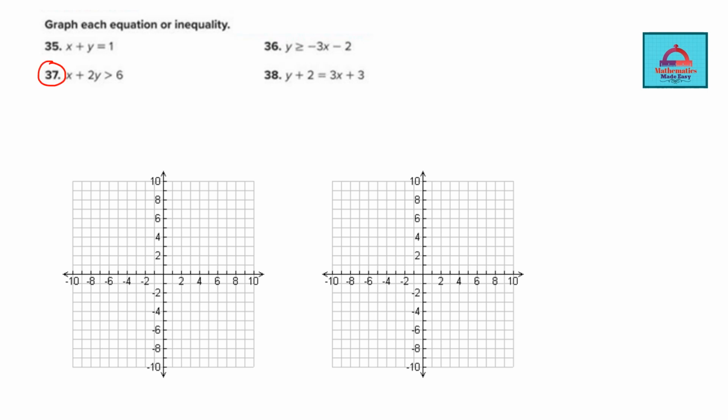So this is a linear inequality. This is a linear equation. If you see, this is a strict inequality. So equal to is not there. So the graph will have broken line. Now let's draw the graph of the linear equation x plus 2y equal to 6. So for that we need the table of values.